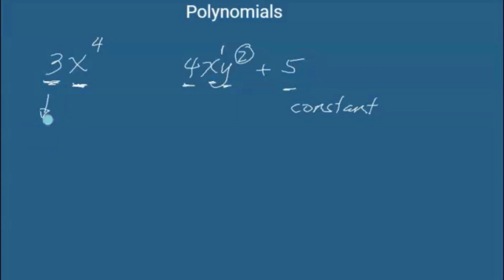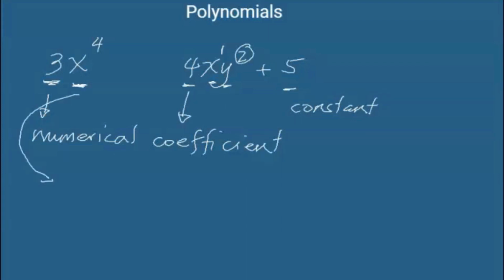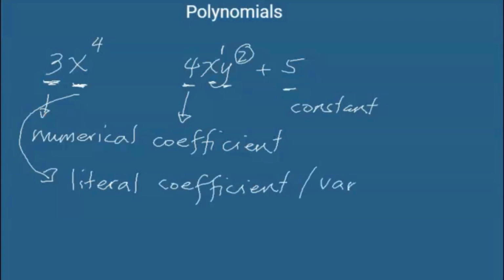And then 3 is the numerical coefficient. Same thing with 4. That's also numerical coefficient. And for the x, the y, the z's, we call that the literal coefficient, or simply called the variables.